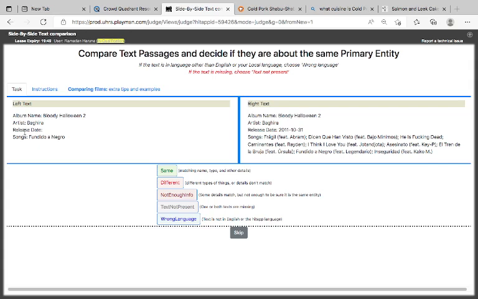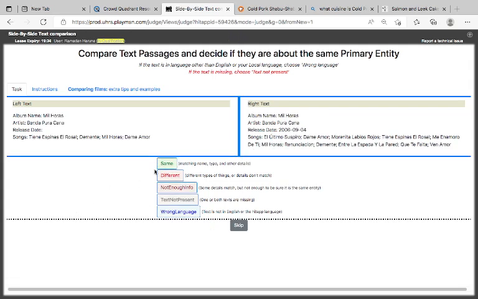Good. Now we have the artist name. You can look at it. The artist names are the same. And if you check here, one of the songs must be here. It will be here. Look at it here. Fondido e Negro. Look at it. Fondido e Negro. So it is the same.